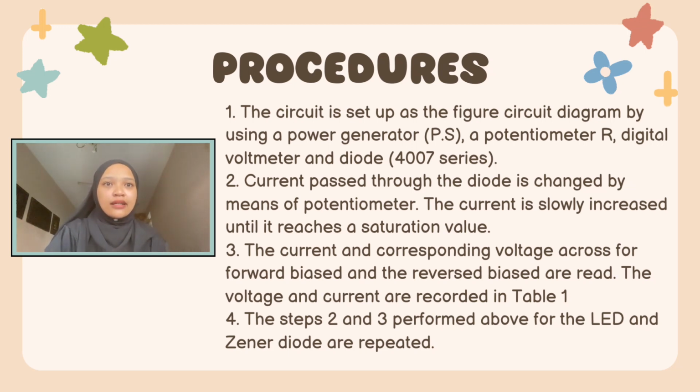Third, the current and corresponding voltage across the forward bias and the reverse bias are read. The voltage and the current are recorded in table 1. Fourth, steps 2 and 3 performed above are repeated for the LED and Zener diode.